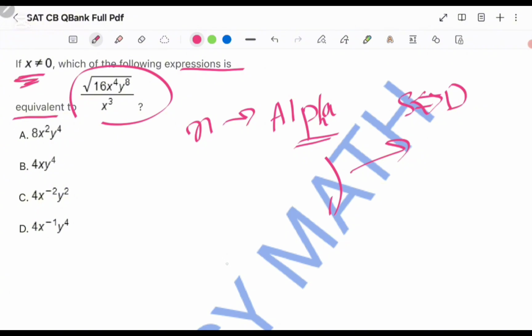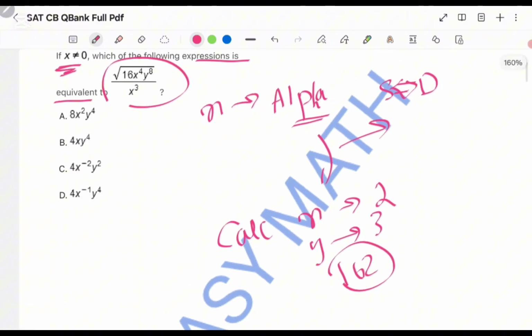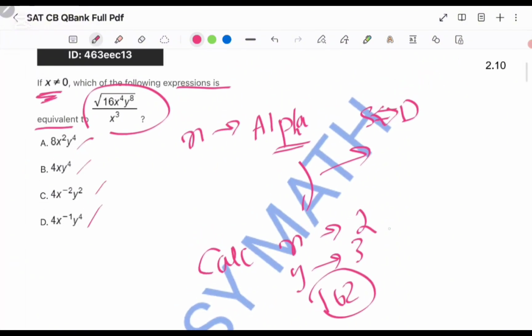And then I'm going to put x to the power of 3 in the denominator, and then I'm going to press the button that says calc. Then I'm going to set x as, for example, 2 equals, and then set y as, for example, 3 equals. I'm going to end up with 162. Now I'm going to go through each one of these options and set y equals 3 and x equals 2. Let me see which one is going to be the answer. Let's go for D, for example, 4x to the power of negative 1, and then here we have y to the power of 4. Then I'm going to set x equal to 2 and y equal to 3, and I'm going to end up with 162, which matches what I have, and D is going to be my ultimate answer.